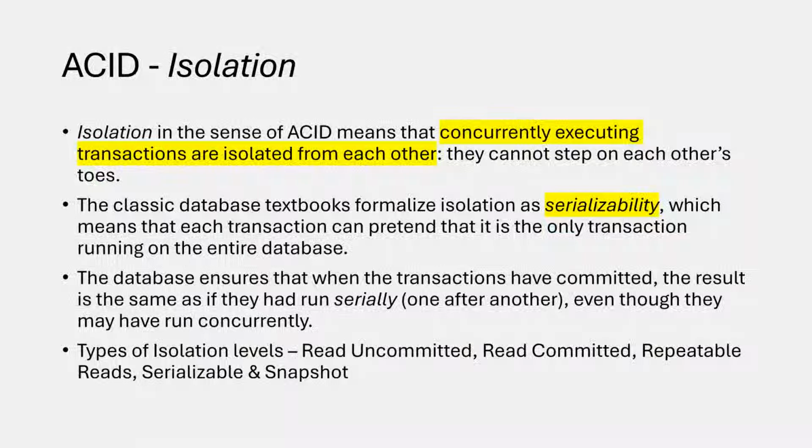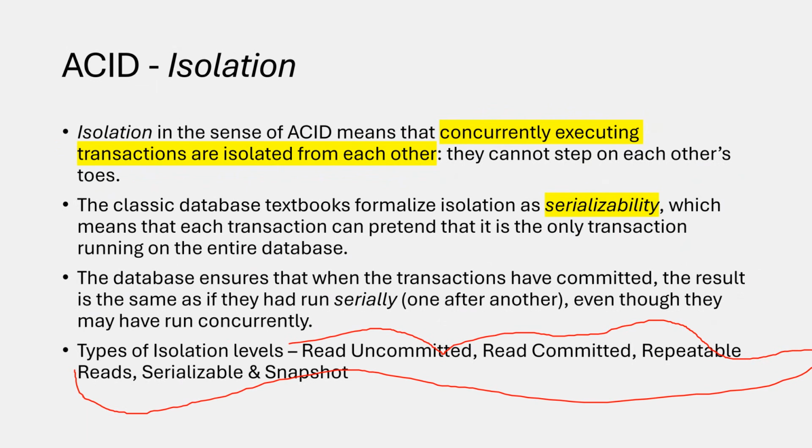Isolation I already told you, and there are four levels, four types of isolation: read uncommitted, read committed, repeatable read, serializable, and snapshot. Uncommitted means you are reading dirty reads. Committed means you are waiting till the lock is removed. Repeatable read means you are allowing the same transactions to be repeated, like first you saw a user ID inserted, again you are seeing that user ID inserted again and again.